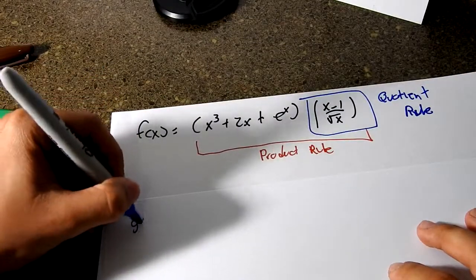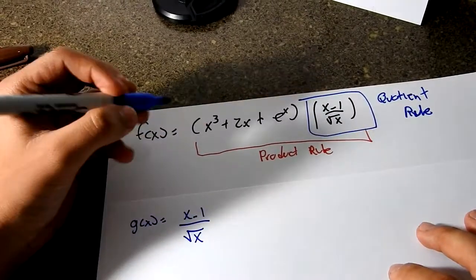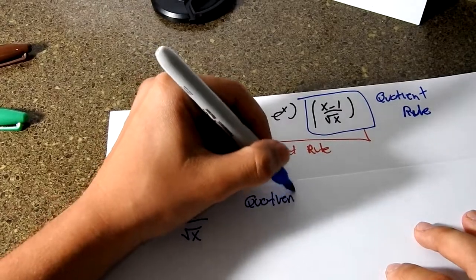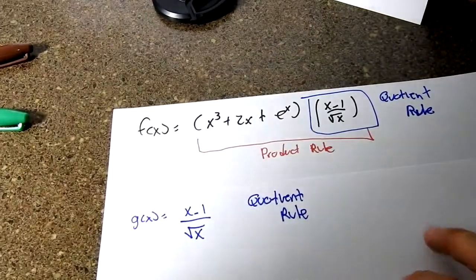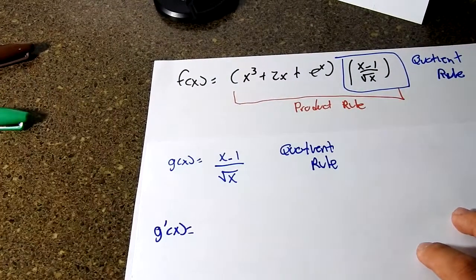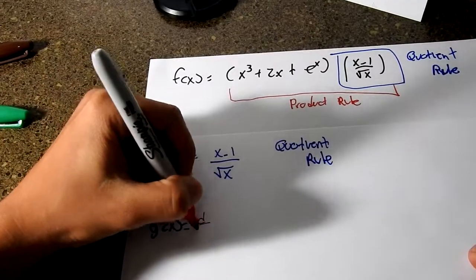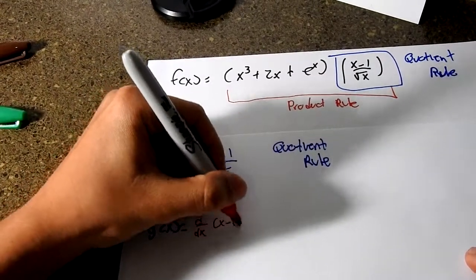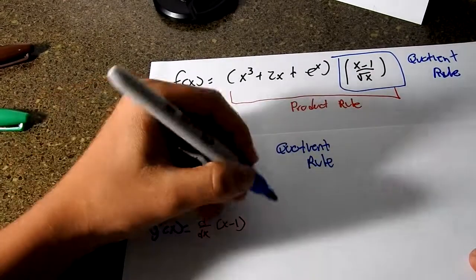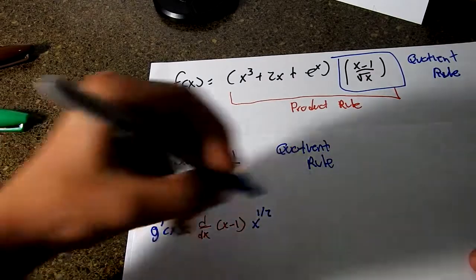So let's call this one g of x. So we have x minus 1 over square root of x. This is quotient rule, right? Quotient rule. So let's set it up. g prime of x: we have d over dx of x minus 1. I'm going to rewrite square root of x as x to the 1/2. You'll see why in a bit.